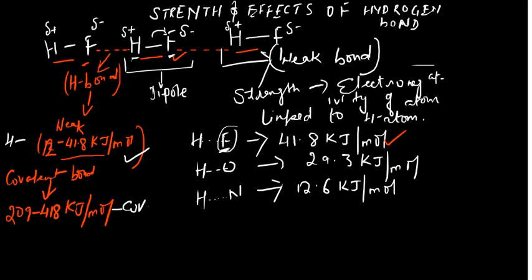If you come down, the electronegativity of oxygen is less than fluorine, so the bond dissociation energy also decreases, and that of nitrogen is further less than oxygen. So the strength of the hydrogen bond that gets formed between hydrogen and nitrogen is further reduced to 12.6 kilojoules per mole. So the important point here is that the strength of a hydrogen bond depends on the electronegativity of the atom linked to the hydrogen atom, right?